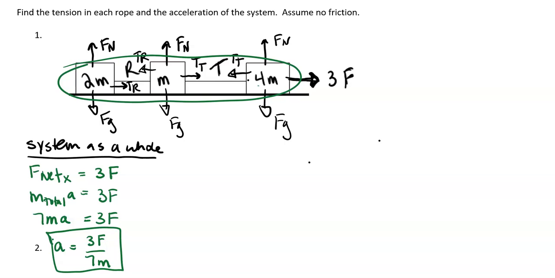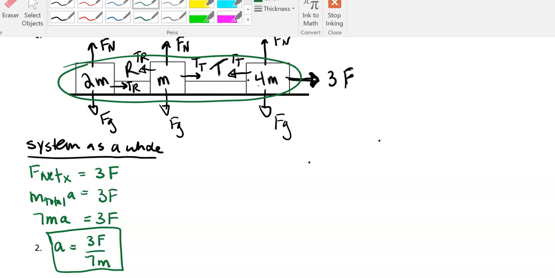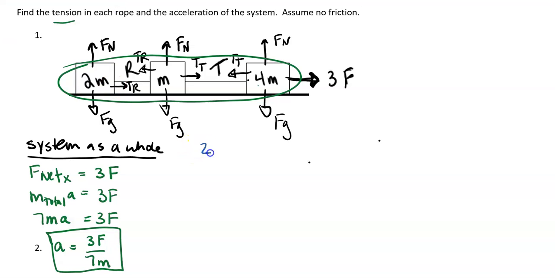Cool. So now let's go ahead. We want the tension in each rope. So let's look at tension for rope R and rope T. I'm going to start on the left and go to the right. So let's look at block 2M, and we're going to try to find tension R.